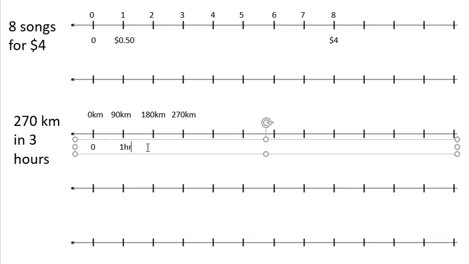90 kilometers. I do have other choices as well when labeling these. If I had wanted to label in groups of 30, I could have done that too, as I would have eventually landed on 270. I still would have gotten the same answer of 1 hour for 90 kilometers, or 90 kilometers per hour.